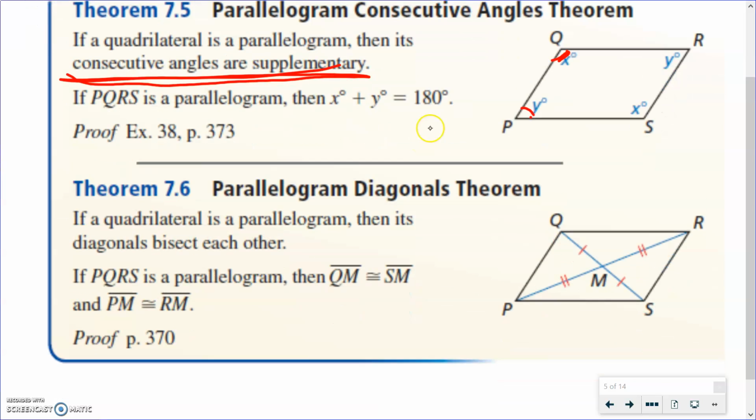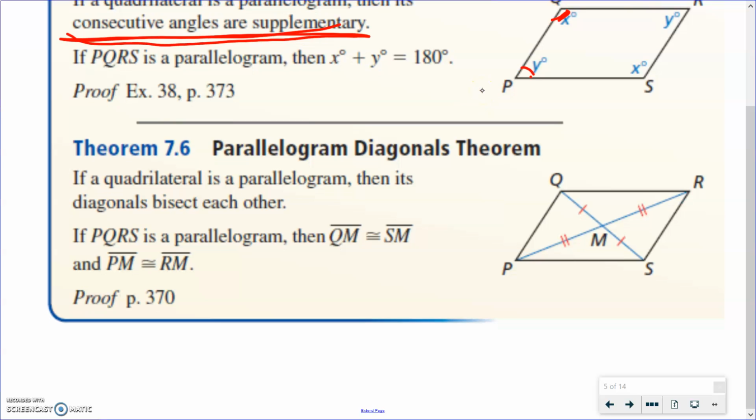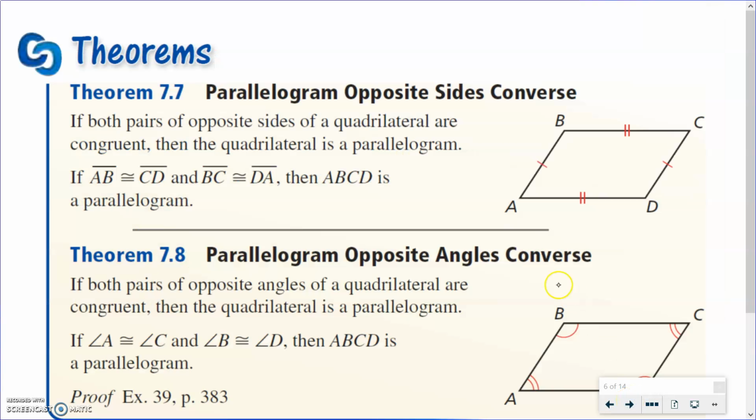Okay, so then we have the parallel diagonal theorem, so that the diagonals bisect each other. Okay, so what we're saying is that M here would be the midpoint of line PR, and M would be the midpoint of QS as well. So we can use that if it's being bisected. We know it's a parallelogram, or all parallelograms have that property.